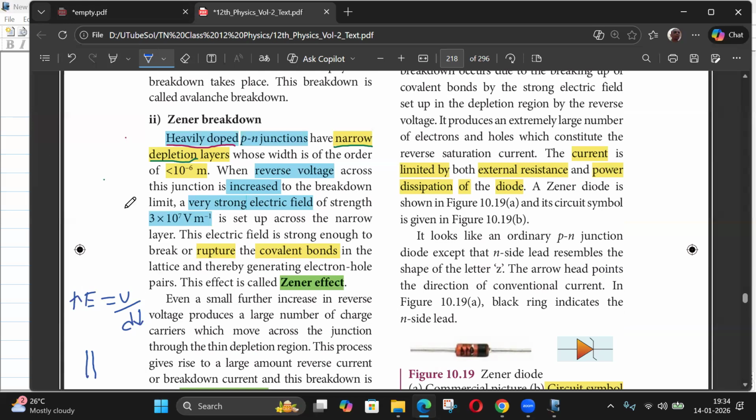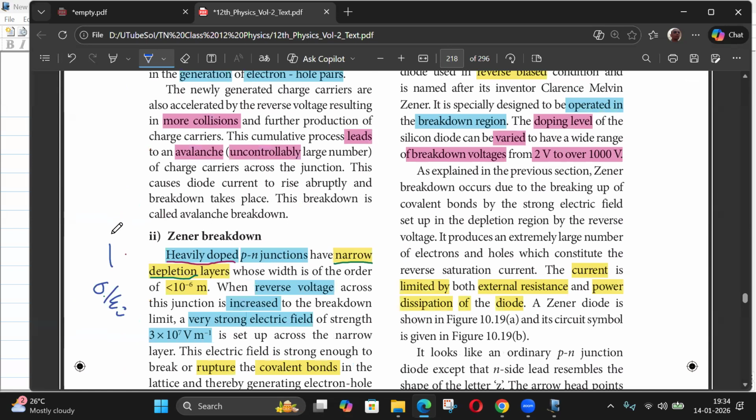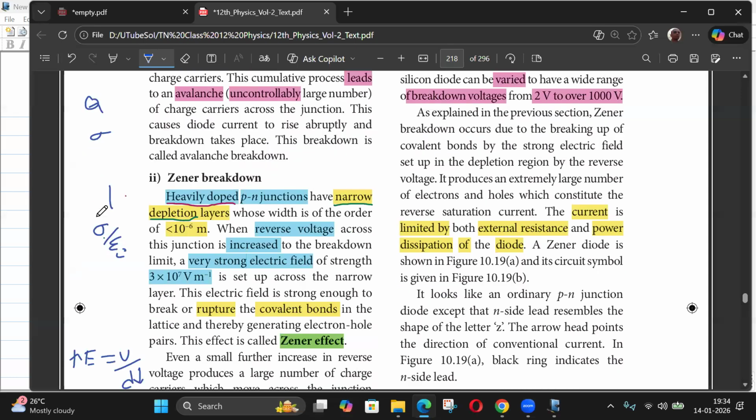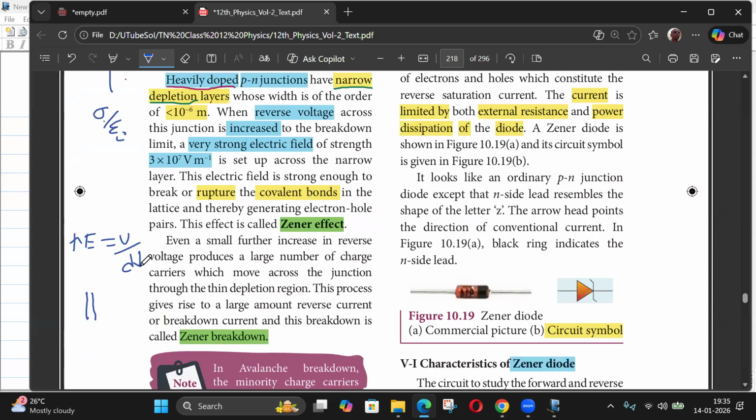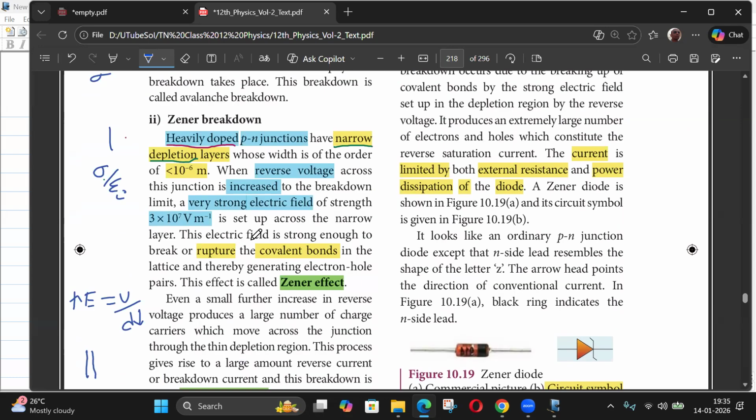So the electric field for a sheet charge is sigma by epsilon naught, right? This you have studied? Okay, so in this avalanche breakdown, the amount of charge is more. Q is high, so sigma is high, so the electric field is high. In Zener breakdown, charge is there, but the distance is small. So you can also think of the electric field as V by D, where the distance is small, so the electric field will be very strong. That will break the bonds.